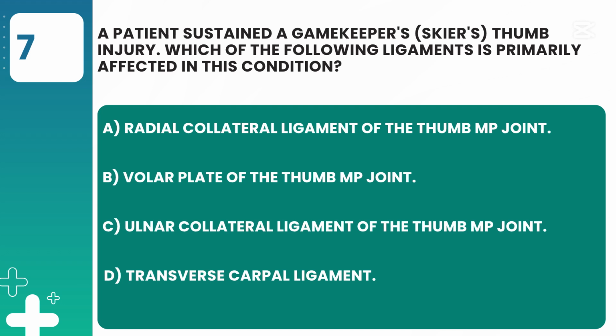Which of the following ligaments is primarily affected in this condition? A. Radial collateral ligament of the thumb MP joint. B. Volar plate of the thumb MP joint. C. Ulnar collateral ligament of the thumb MP joint. D. Transverse carpal ligament.